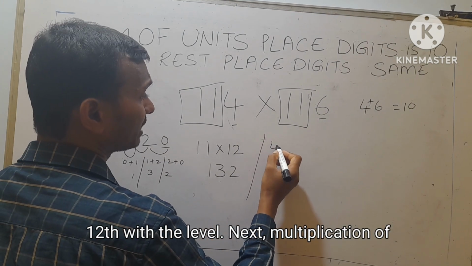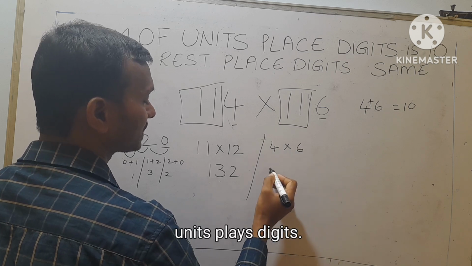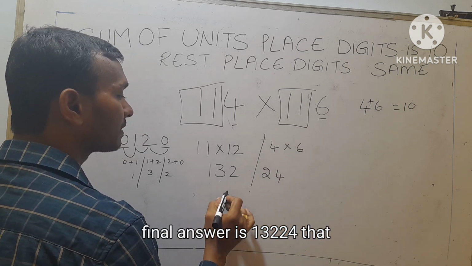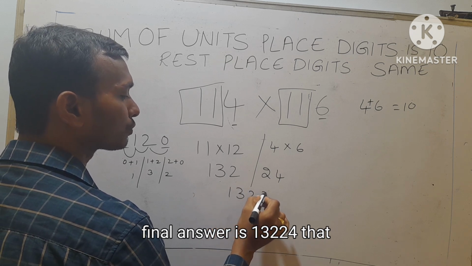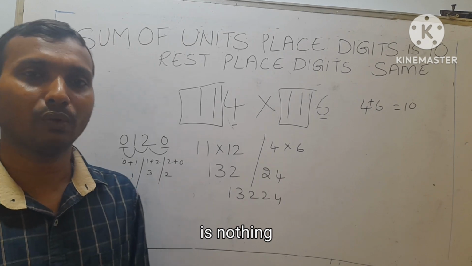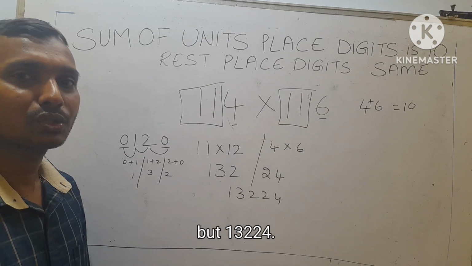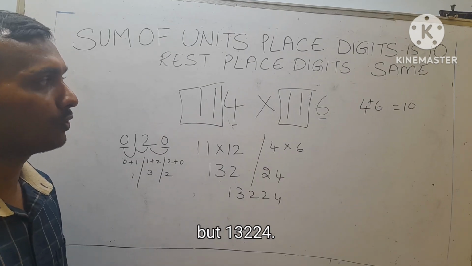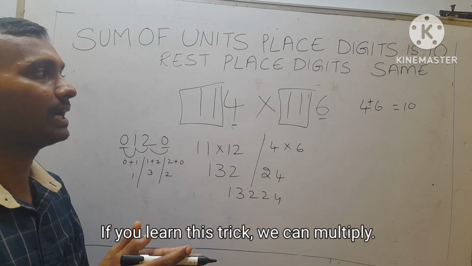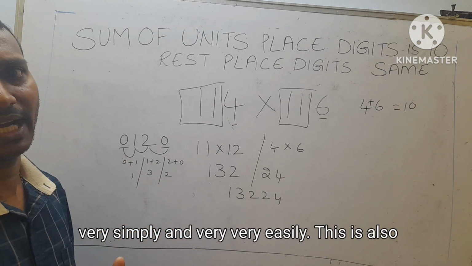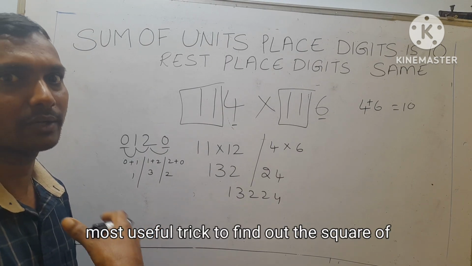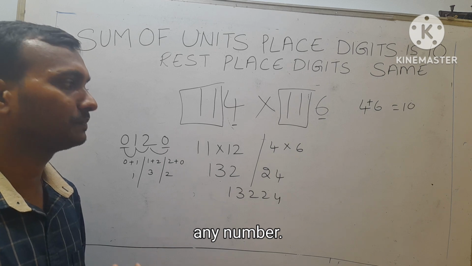Next, multiplication of units place digits. 4 sixes are 24. The final answer is 13,224. If you learn this trick, we can multiply very simply and very easily. This is also a most useful trick to find out the square of any number.